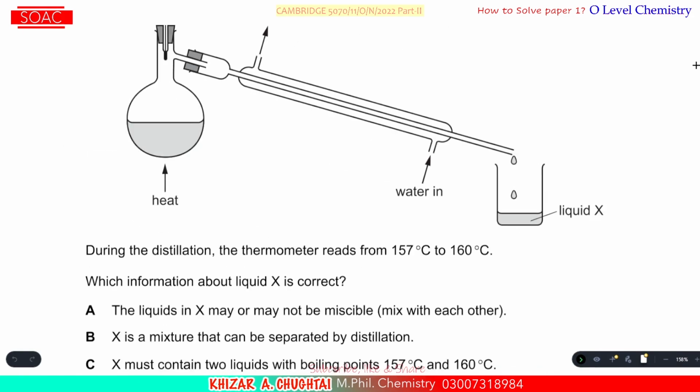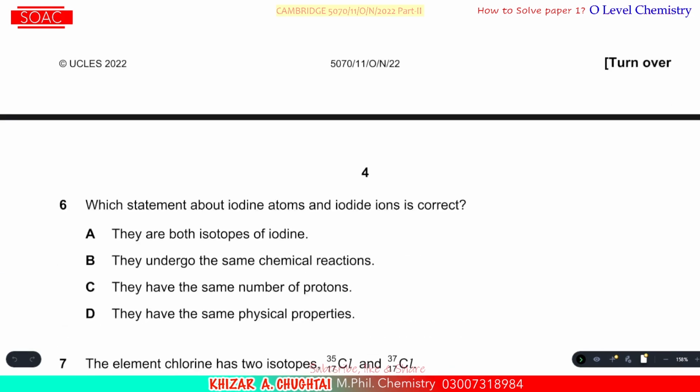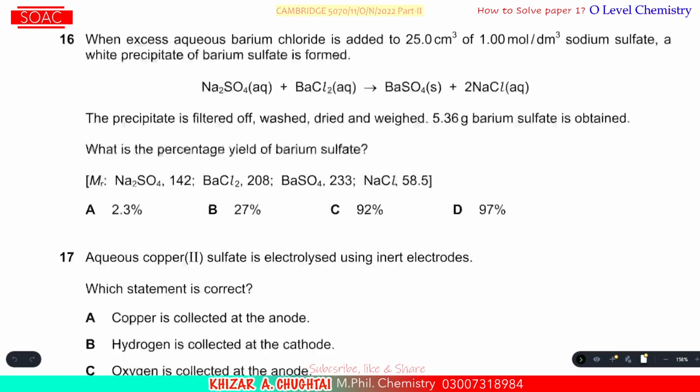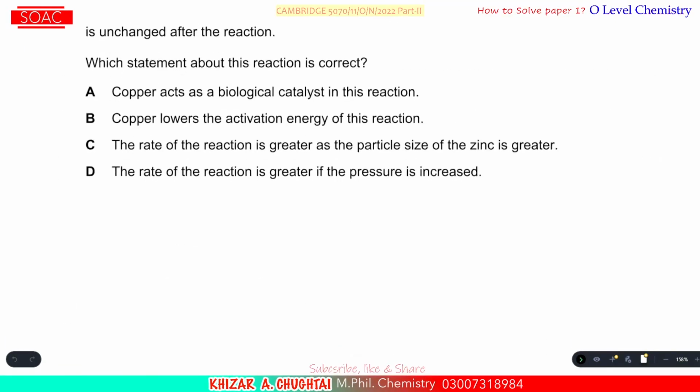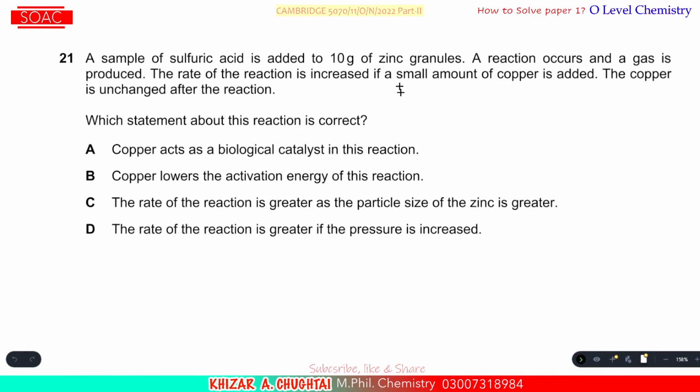I'm going to start from question number 21. A sample of sulfuric acid is added to 10 gram of zinc granules. A reaction occurs, a gas is produced. The rate of reaction is increased if a small amount of copper is added. The copper is unchanged after the reaction. Which statement about this reaction is correct? A, B, C and D options.